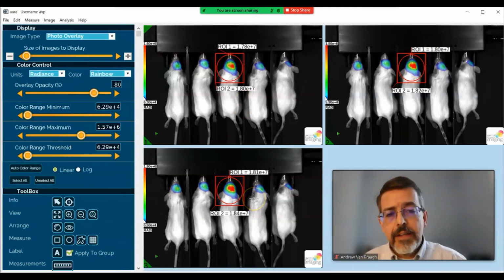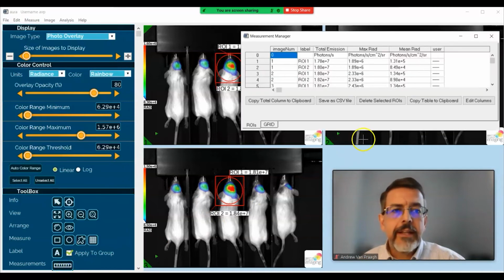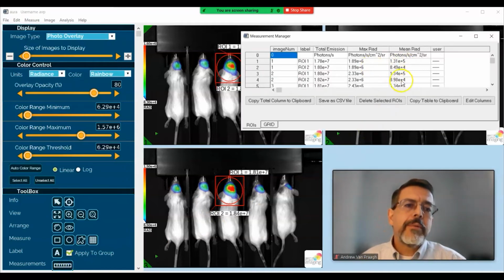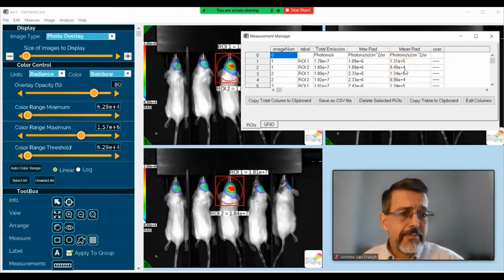Now, the use of these two different ROIs, does that affect mean radian values? Well, let's take a look. We'll go down to Toolbox and Measurement again. And what we can see is that when we look at ROIs 1 and 2, we can just focus on image 1 for the moment, we go from 1.31 times 10 to the 5th to 8.49 times 10 to the 4th. This is a significant shift in the reported mean value for exactly the same signal.